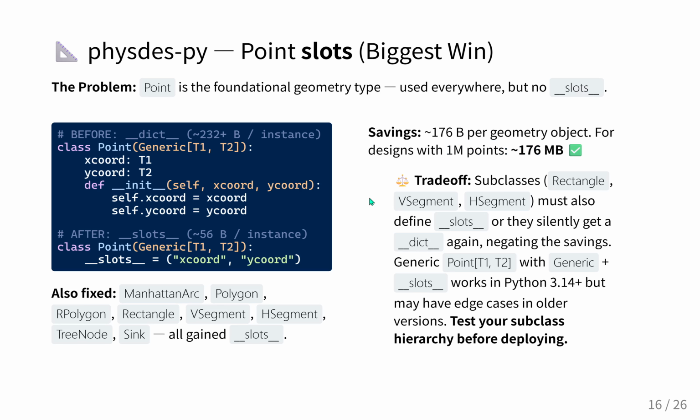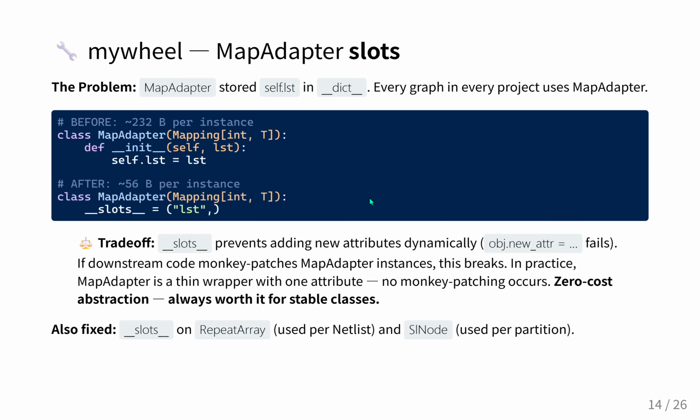Classes like map adapter and repeat array use slots to achieve what they refer to as a zero cost abstraction. I mean, it takes maybe 5 minutes to type out the slots definition, and the memory usage just plummets. Right, because you are fundamentally shifting the object from a heavy, flexible hash map architecture to something closer to a rigid C-style struct. Okay, let's unpack this for a second, because an object without slots is basically like renting a massive shipping container just to transport a single grape. That's a great way to put it.